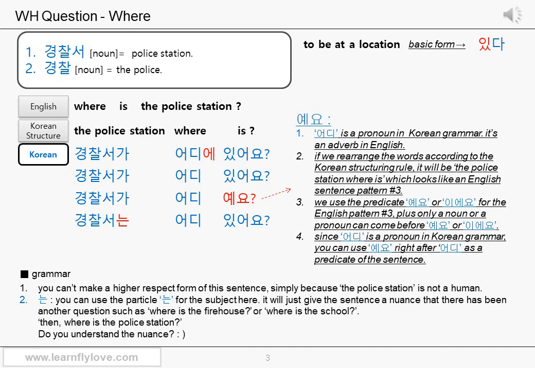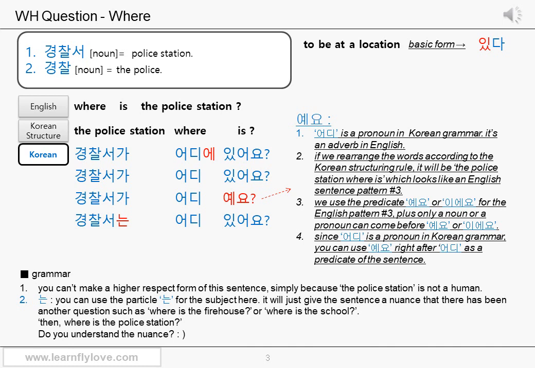We use the predicate 예요 or 이에요 for the English pattern number 3, plus only a pronoun or a noun can come before 예요 or 이에요, right? You know why? Because 이다, 예요, 이에요 are not a verb or an adjective in Korean grammar. It's a postposition, like a postposition particle. Can you believe that? You don't have to know what it is grammatically, but anyway, only a noun or a pronoun can come with 이다, 이에요, 예요.